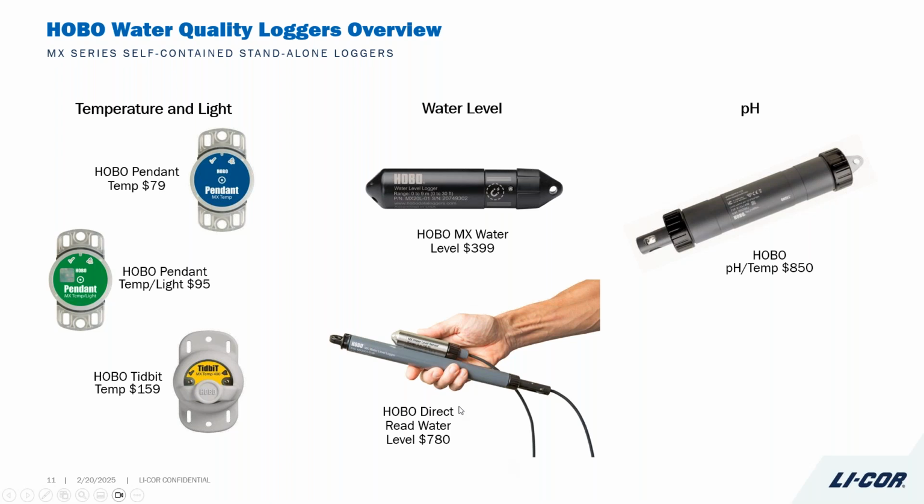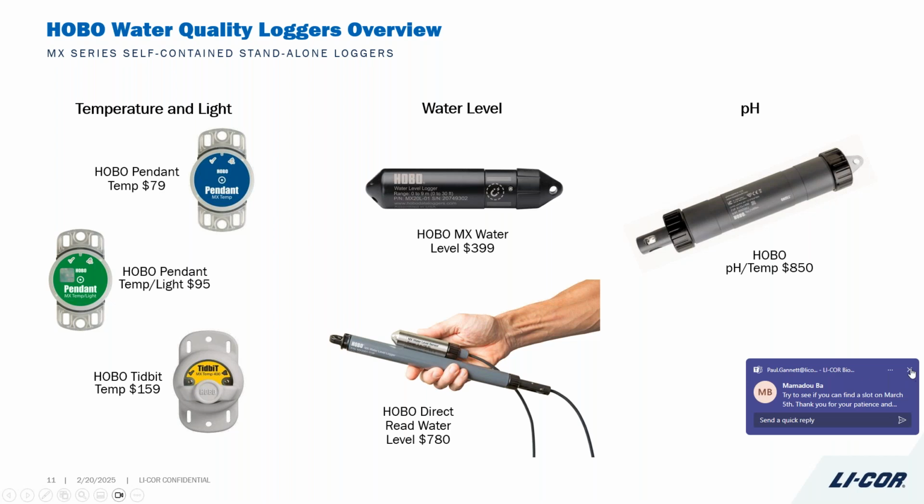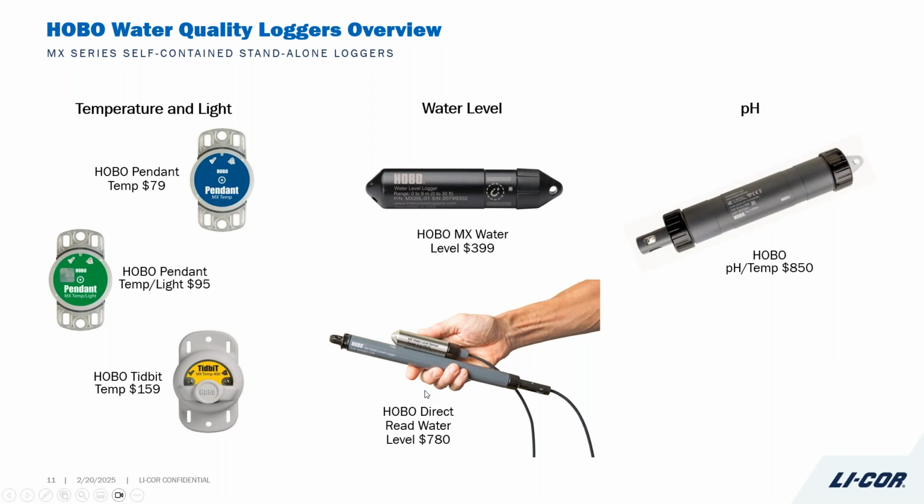And then we have the direct read water level loggers, where the sensor stays in the water, but the logger head sits above the water. And that just makes it easy to offload the data with that Bluetooth communications. We'll talk a little bit more about that when we get to some of the applications. We also have a pH logger.